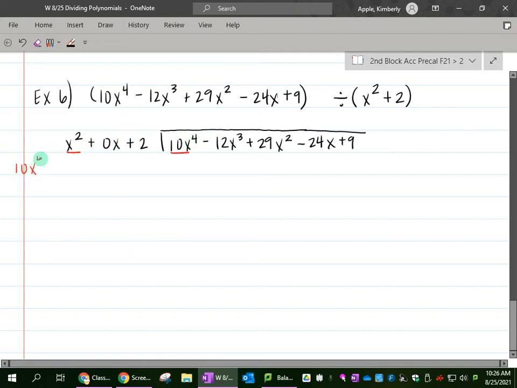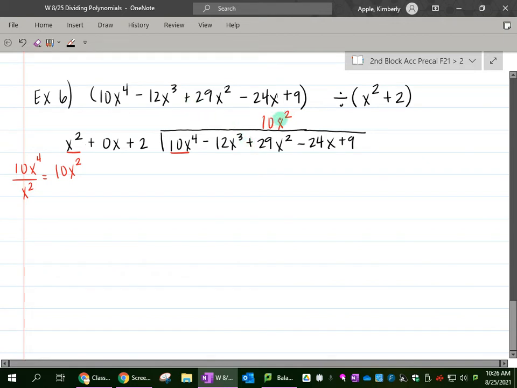So this would be 10x to the 4th. How many times will that go? Well, 10x squared. Right? So where do the squareds go? Above the other squareds. So I'm going to just skip both of these. It seems crazy, but that's what we're doing.